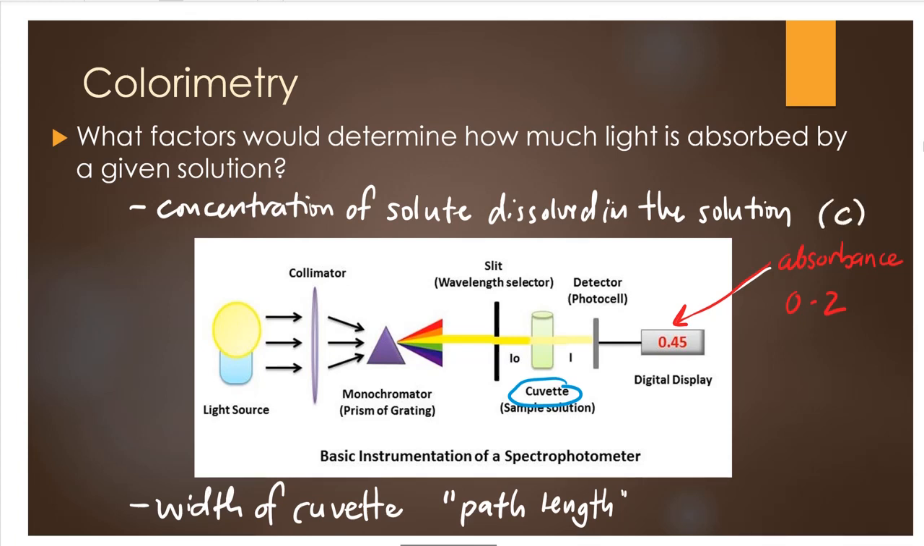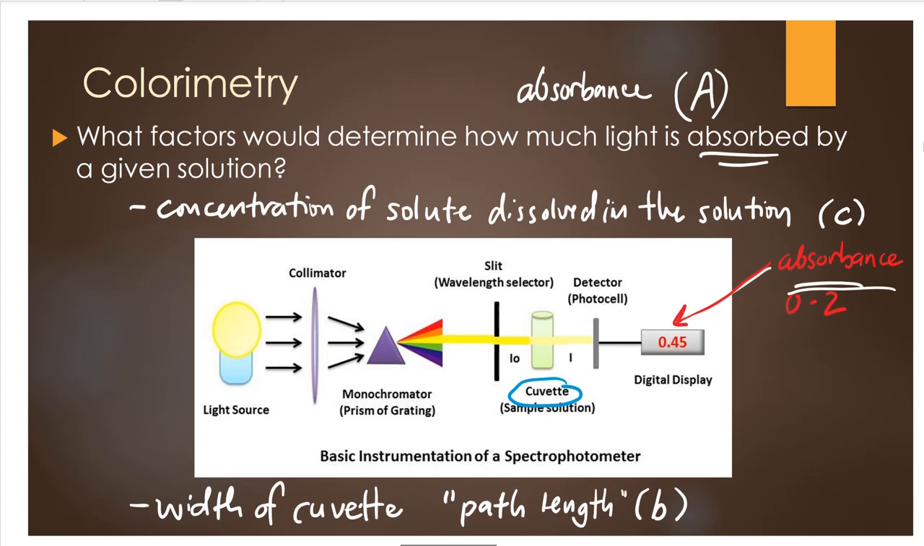The width of the cuvette we'll measure and label as B, lowercase b. Absorbance, as we see it up here, is typically shown as capital A. So absorbance, or how much of that light is being absorbed, is what's displayed on the display of our colorimeter. So we have absorbance, we have concentration, and we have the path length, or the width of our cuvette. Typically the width of our cuvette is 1 centimeter, but it doesn't always have to be.